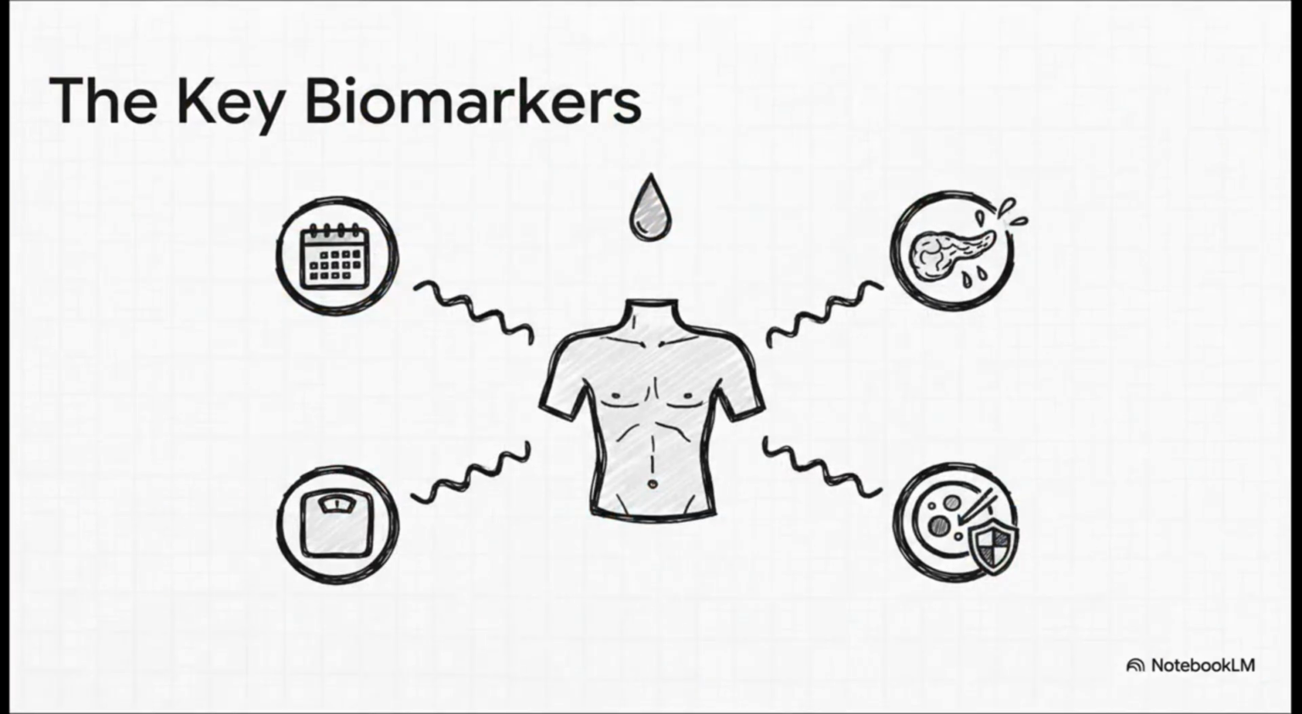And the clues they were following are these key biomarkers you see here. They looked at things like the patient's age when they were diagnosed, their BMI, and how well their blood sugar was controlled. But crucially, they also looked at two other things: how well a person's body produces insulin, and then how well it actually uses that insulin. These pieces of the puzzle gave them a much, much clearer picture of what was really going on.